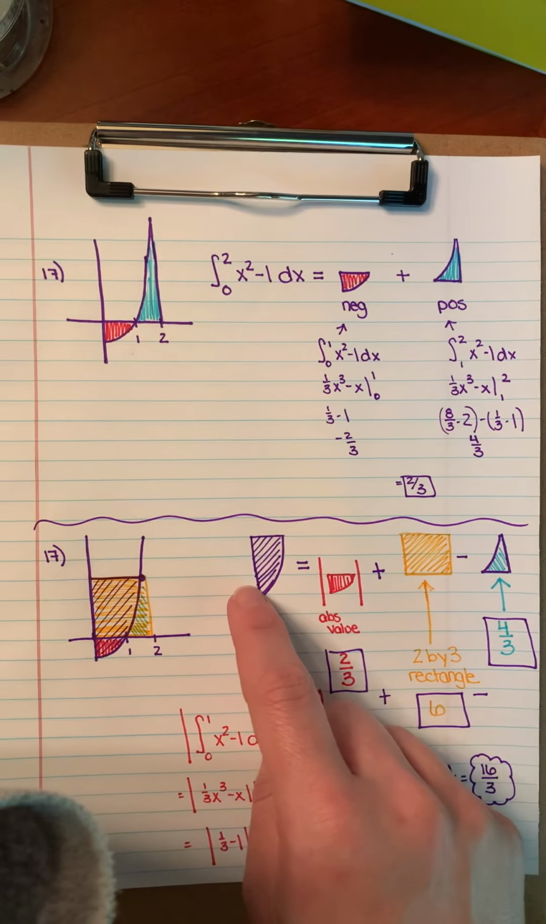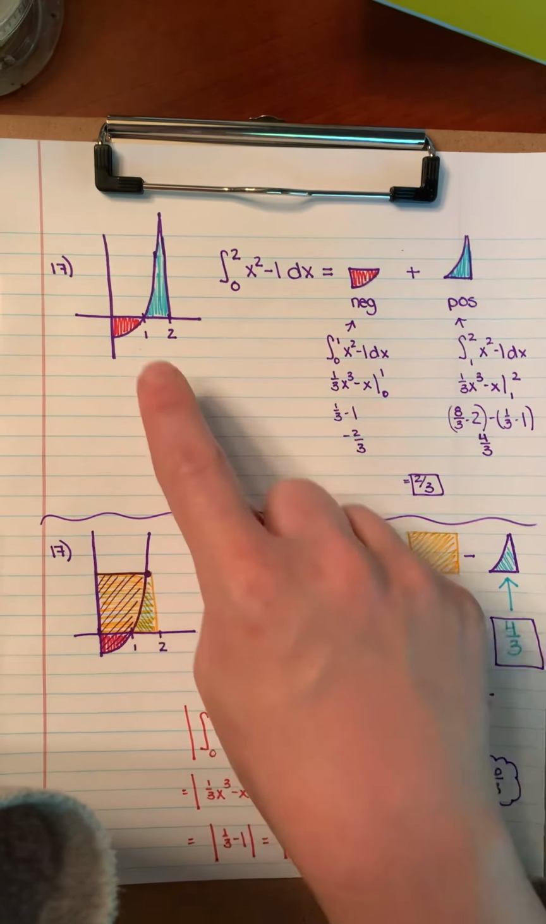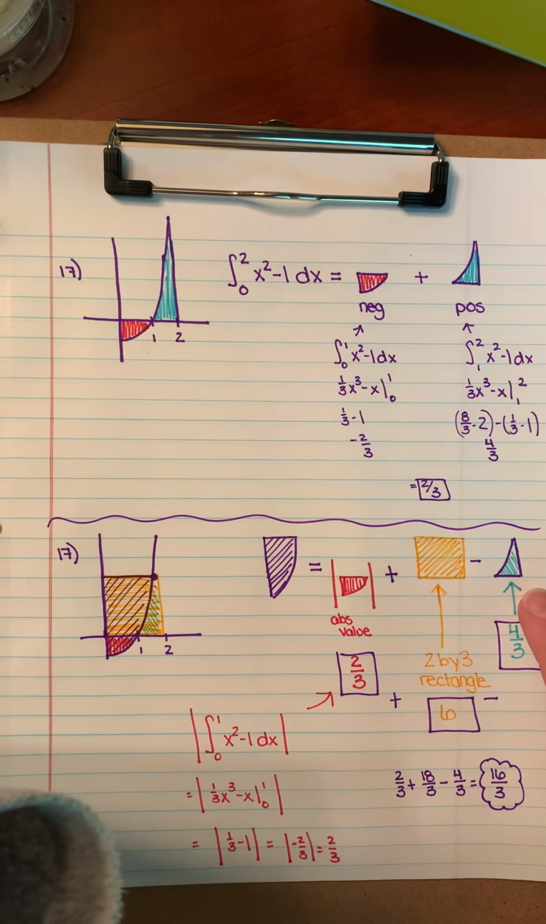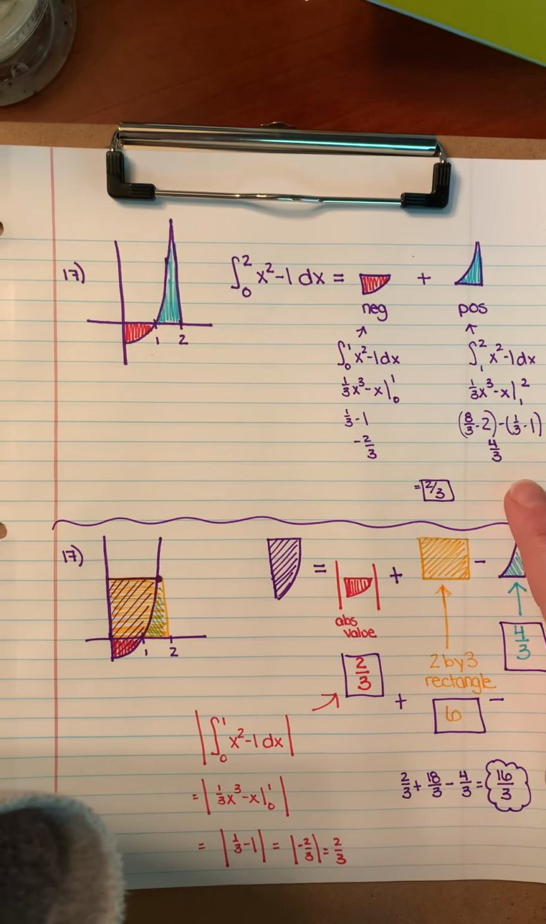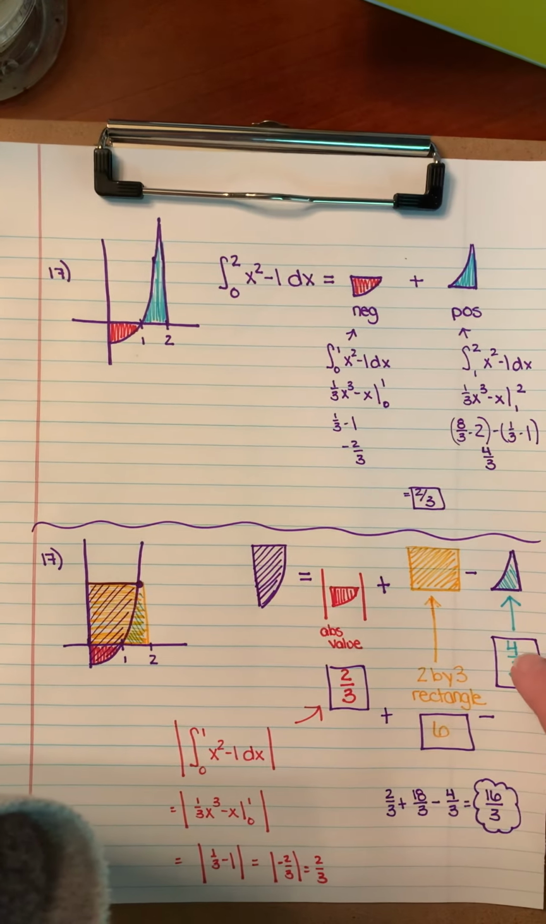But to find the area of this purple shape, I actually do not want what was blue up above. So I'm actually going to remove the blue area. That blue area from above was found to be 4/3. You're welcome to go back and double check my work.